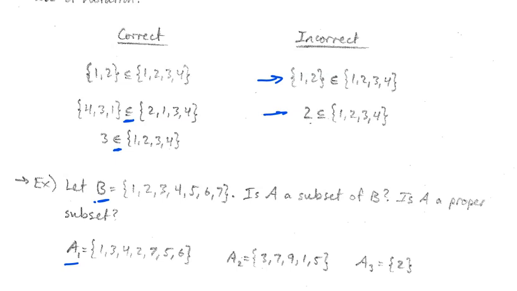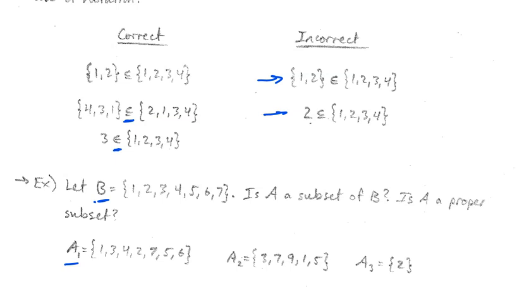Continuing on with A2, A2 contains the elements 3, 7, 9, 1, and 5. Well, for A2 to be a subset of B, every guy that's in here would have to be in here. But here we have the number 9. There's no number 9 showing up here. So A2 is not even a subset of B. And if it's not a subset, then it can't be a proper subset.